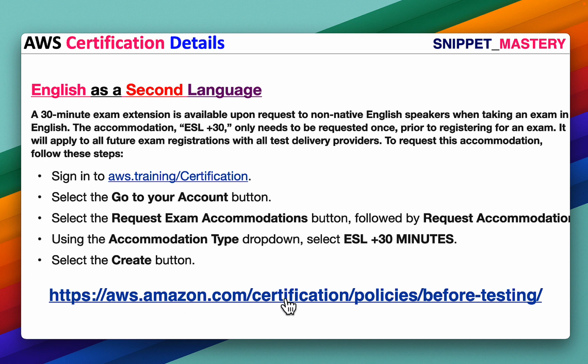amazon.com/certification portal. If you go there, you'll get more details about English as a second language. A 30-minute exam extension is available upon request to non-native English speakers when taking an exam in English. The accommodation, ESL plus 30, only needs to be requested once prior to registering for an exam. It will apply to all future exam registrations with all test delivery providers. To request this accommodation, please follow these steps.